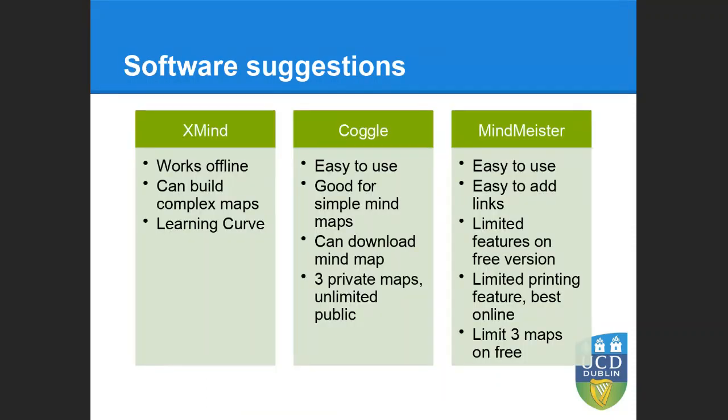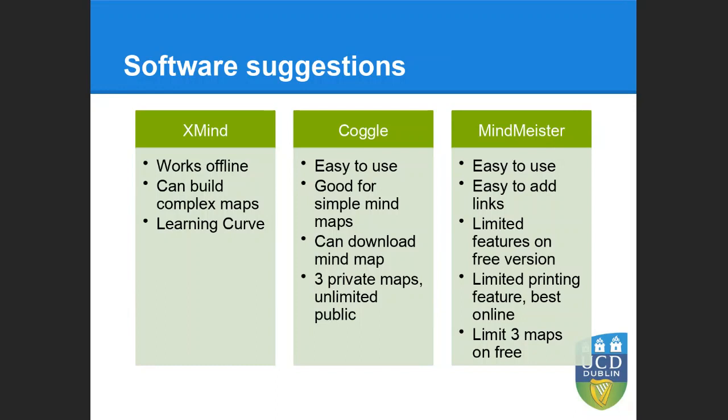So I suppose if you're doing it with paper, all you need is a piece of paper and some pens, but I do have some software suggestions for if you are doing it digitally. So there is Xmind, which works offline, which can be kind of handy, and it's very good for building up complex maps, but there is a learning curve with it, so it's not as intuitive as some of the others. Google is easy to use. It does create quite simple mind maps, so probably a good place to be starting.